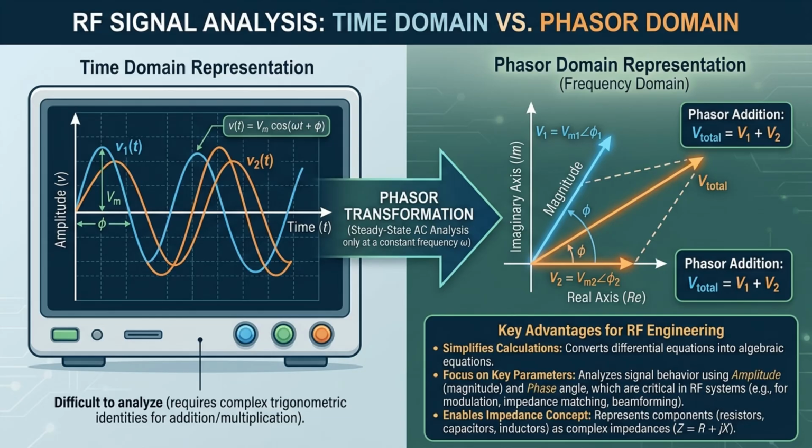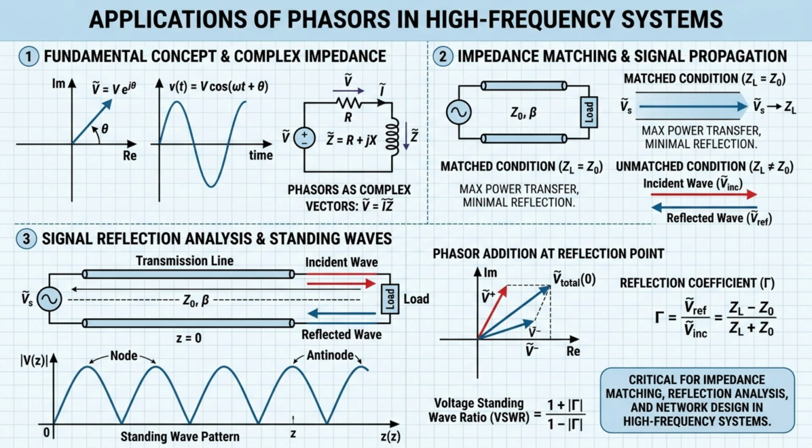In RF engineering, phasor representation is essential because all RF signals are sinusoidal and frequency-dependent. Using phasors allows engineers to analyze signal behavior in terms of amplitude and phase rather than time-domain waveforms. This is critical for impedance matching, signal reflection analysis, and network design in high-frequency systems. Phasors also enable accurate modeling of how signals propagate through transmission lines and circuit components.